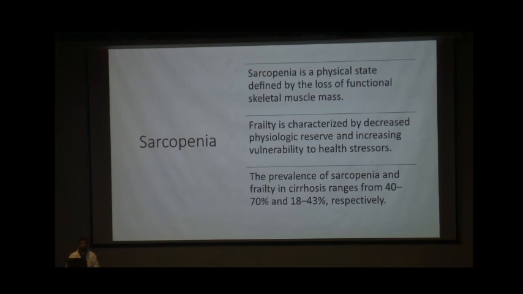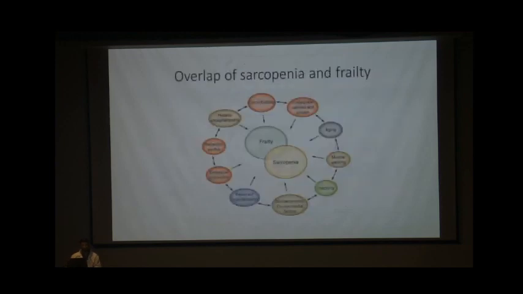Sarcopenia is a physical state defined by loss of functional skeletal mass, and frailty is characterized by decreased physiological reserve and increasing vulnerability to health stressors. The prevalence of sarcopenia in cirrhosis ranges from 40 to 70%, while frailty is 18 to 43%. There is a considerable overlap of sarcopenia and frailty in view of etiology, pathogenesis, and management. Aging, muscle wasting, inactivity, socioeconomic status, recurrent hospitalization, endocrine dysfunction, refractory ascites, hepatic encephalopathy, comorbidities, and decreased oral intake all lead to sarcopenia and thereby can lead to frailty with decreased reserve.